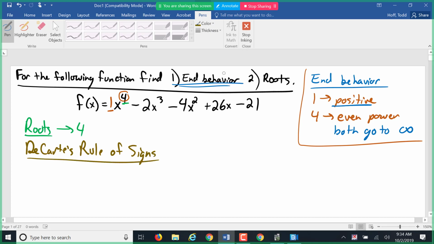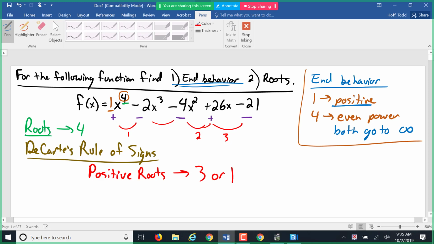So as we go through this, right now as it is for the positive roots, this coefficient is positive, that one's negative, negative, positive, negative. So as we look at that, that's one change, went from positive to negative, still negative, negative to positive, that's a second change, positive back to negative, that's a third change. So positive roots, there's either 3 or, remember, it can decrease by an even number. So there's either 3 or 1, but there is at least one positive real root.